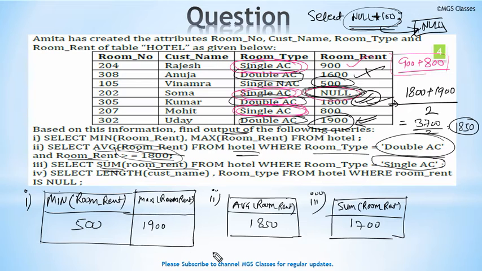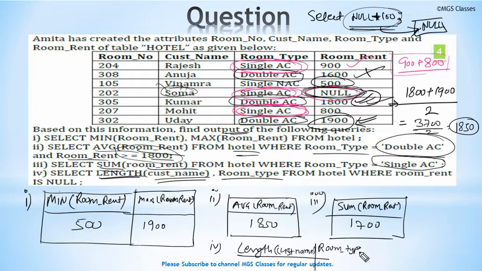Now we are going to solve this fourth portion. We need to calculate the length of the customer name. What does the length function do? The length function will count the number of characters in the name. So first, in the output we need the length of customer name. So here you will write customer name, and then you will need room type also, but whatever is mentioned in the select list we will apply it.